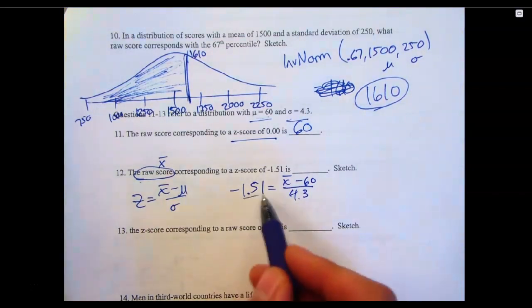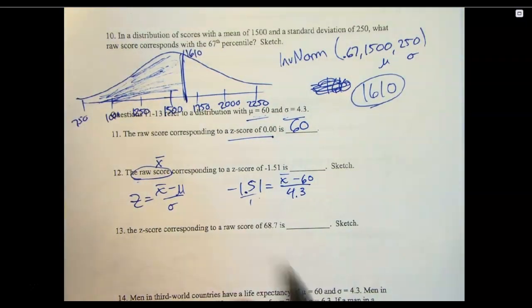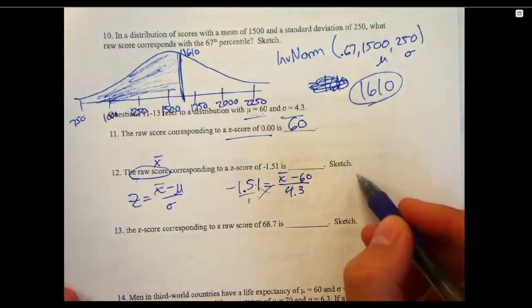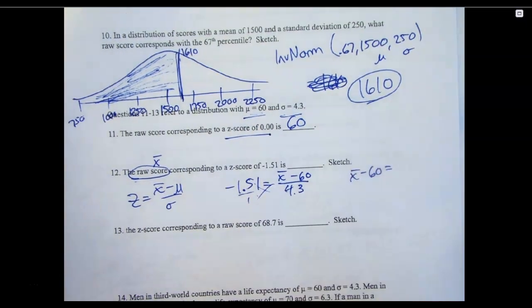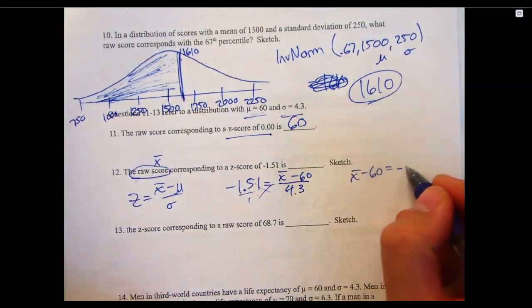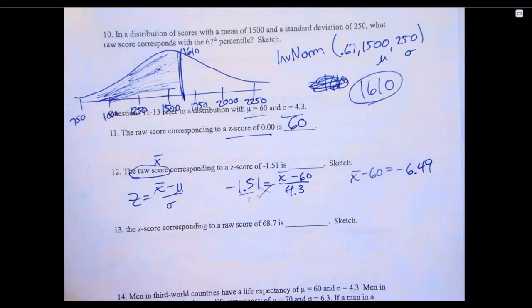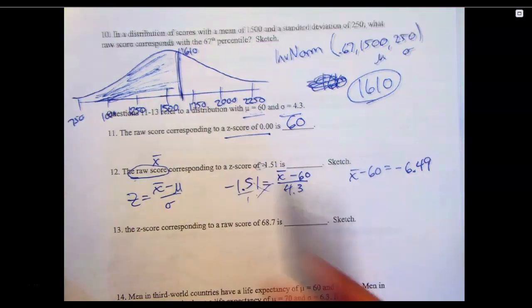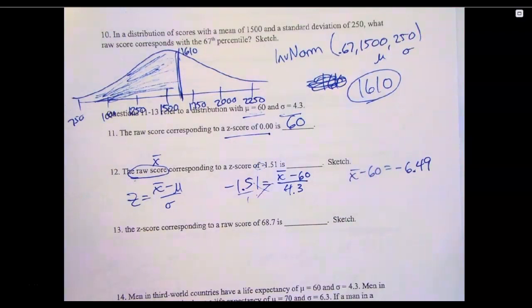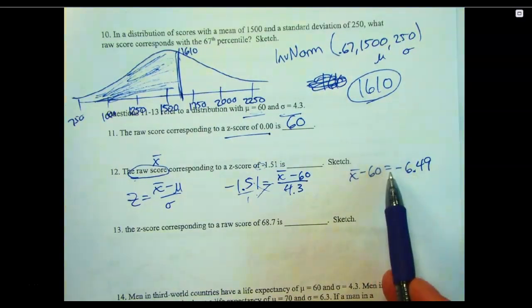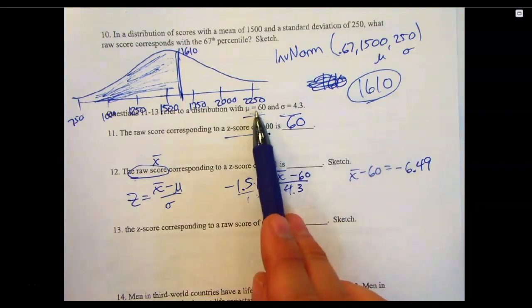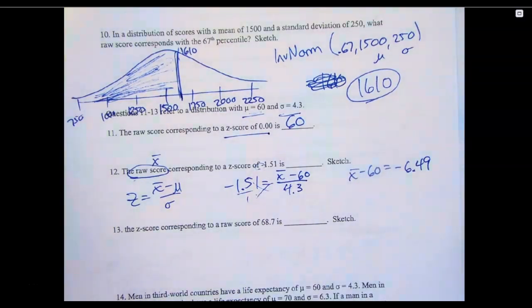And then what I would do is multiply both sides by 4.3. Or you can think about it like putting the left hand side over 1 and then cross multiplying. So I get x bar minus 60 equals 4.3 times negative 1.51, negative 6.49. Before I do this, should my answer at the end be above or below the mean? Below. Z-score is negative, that tells us we're below. So keep that in mind as you're going. I could easily see people doing some math wrong here and getting 66.49. But that's above the mean, so hopefully that'll clue you in that that doesn't make sense.